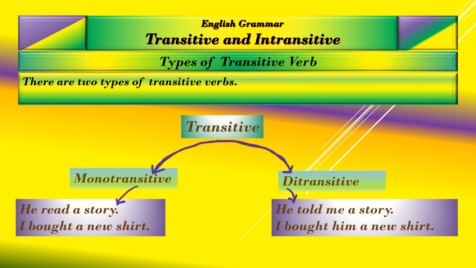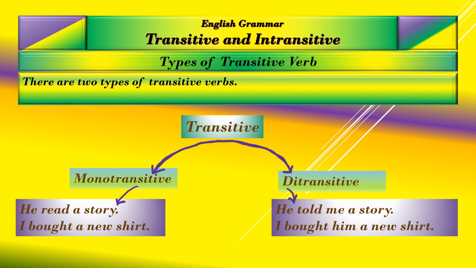As I told you, there are two types of transitive verbs. The first one is called monotransitive and the second one is called ditransitive verb. Here I am giving you some examples of monotransitive verb. He read a story. I bought a new shirt.